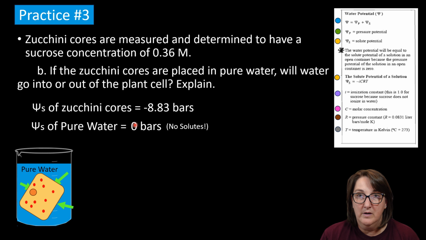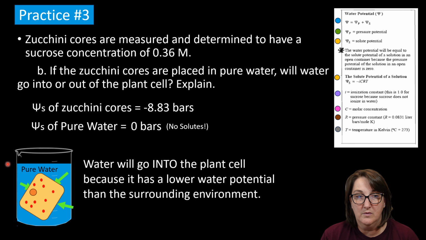So that means it's going to expand, it's going to swell. If it's a plant cell, turgid pressure. If it is an animal cell, cytolysis, it's going to lyse. Okay. So we're just following the solutes. Water will go into the plant cell because it has a lower water potential than the surrounding environment. Okay, because I have a lower amount of water here than I do outside.